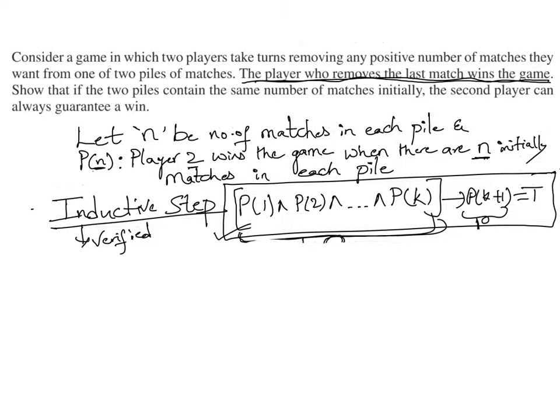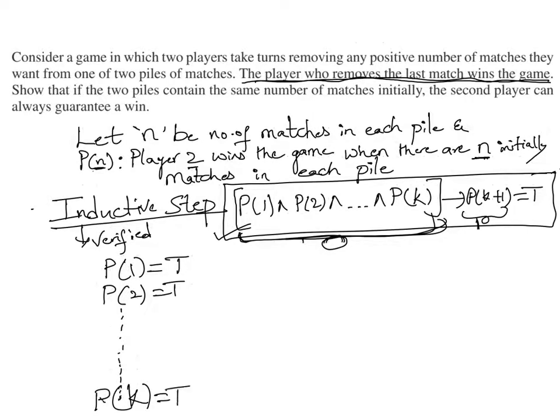What I'm going to do now, see here, P of 1 is assumed true, right? This total thing is assumed true, right? And similarly P of 2 is also assumed true, and so on up to where? P of k is equal to true. So all these things are assumed true.